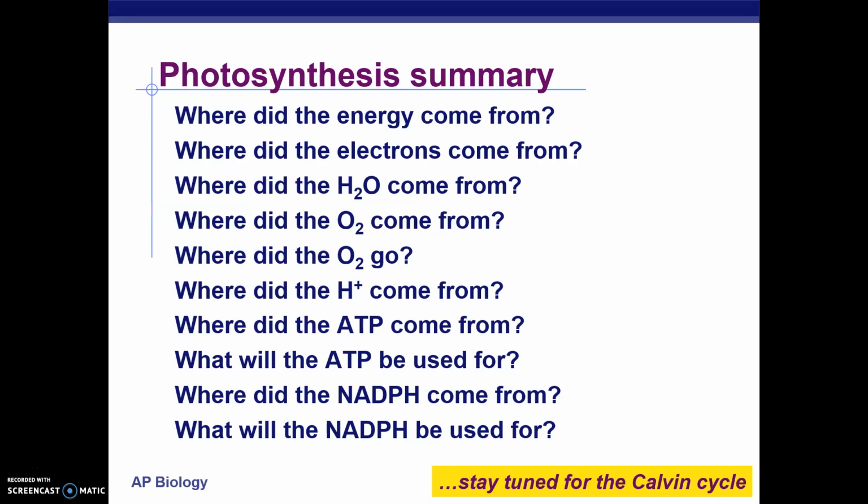Where did the energy come from? It came from the sun, the photons of energy, the different wavelengths. We went over those. Where did the electrons come from? There were electrons in the photosystems which they lost because they got energized and went on the electron transport chain. More electrons were obtained from splitting of the water molecule.